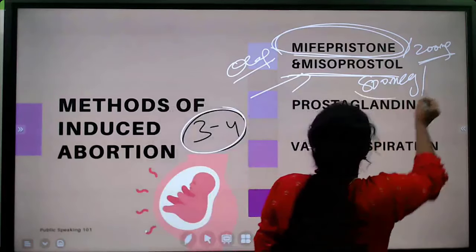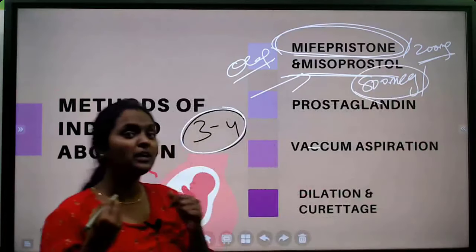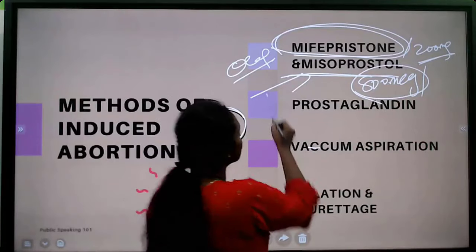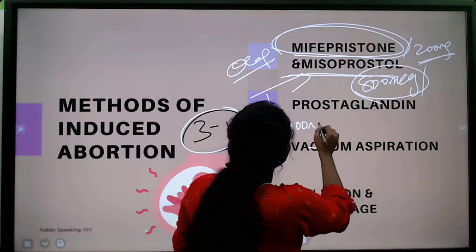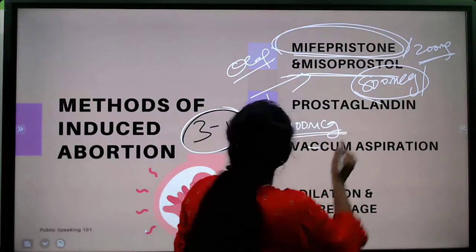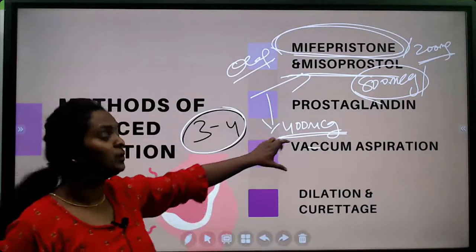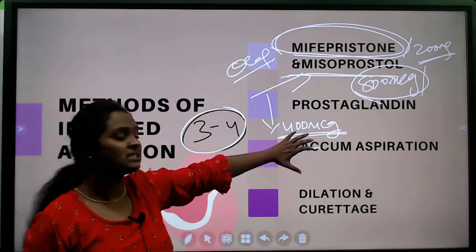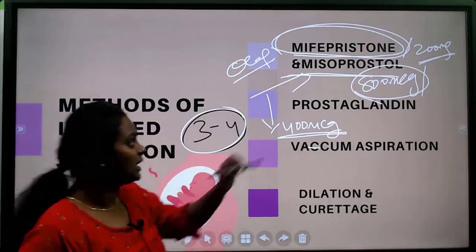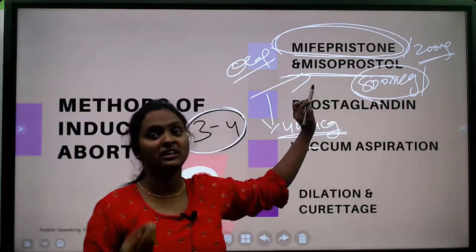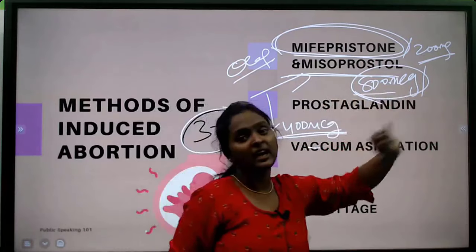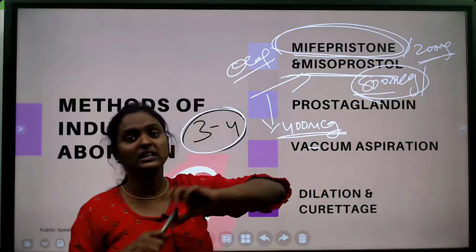If you want to give it orally, the dose will be decreased, like 400 mcg. If you want to administer it vaginally, the dose is 800 mcg. That is the difference.